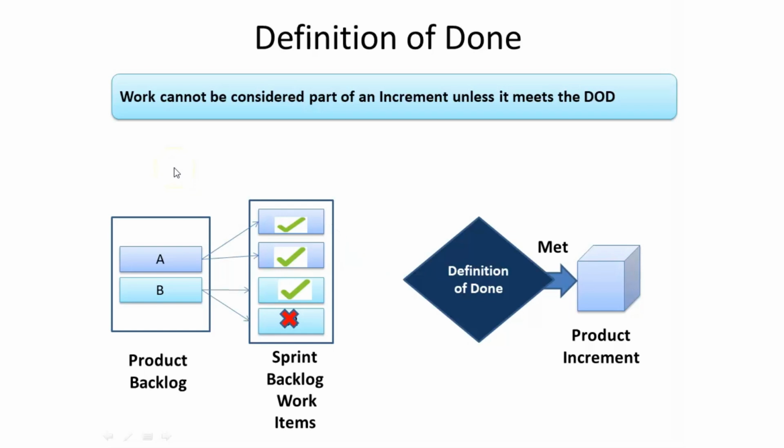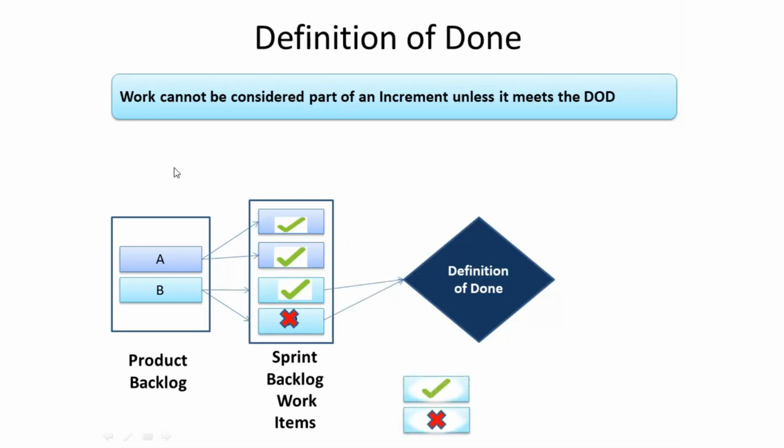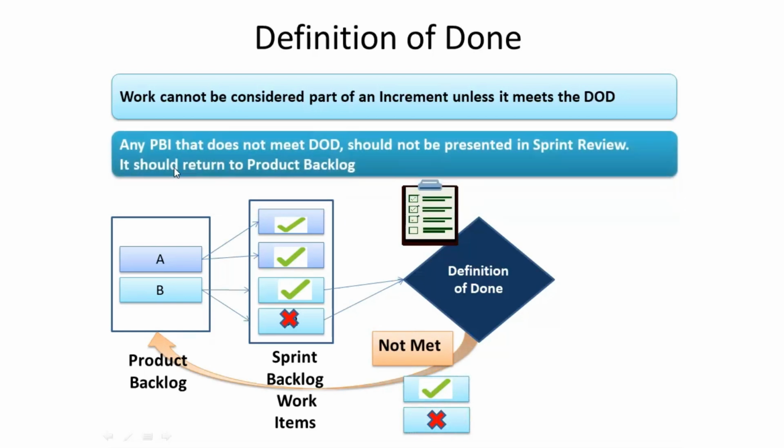In the scenario of product backlog item B, B1 meets the definition of done, but B2 does not meet the definition of done. Any product backlog item that does not meet the definition of done completely should not be presented in the sprint review. It should return back to the product backlog.